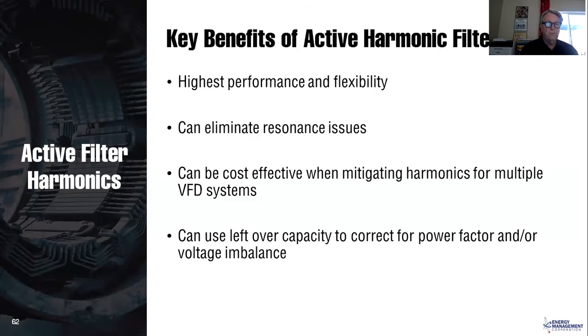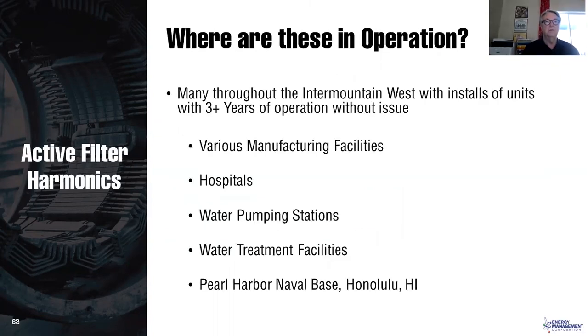And you can use the leftover capacity, whatever you're not using on harmonic correction. If there's still capacity current left in the active harmonic filter, you can use that to correct power factor and/or voltage imbalance. And you can program how much of that capacity goes to harmonics, power factor, and voltage imbalance. Where are these in operation? We have lots of these in operation. The reliability has been fantastic, and they work very, very well. You have to make sure and set them up right with the right CT connections, but once they're in place, these are very, very sweet.